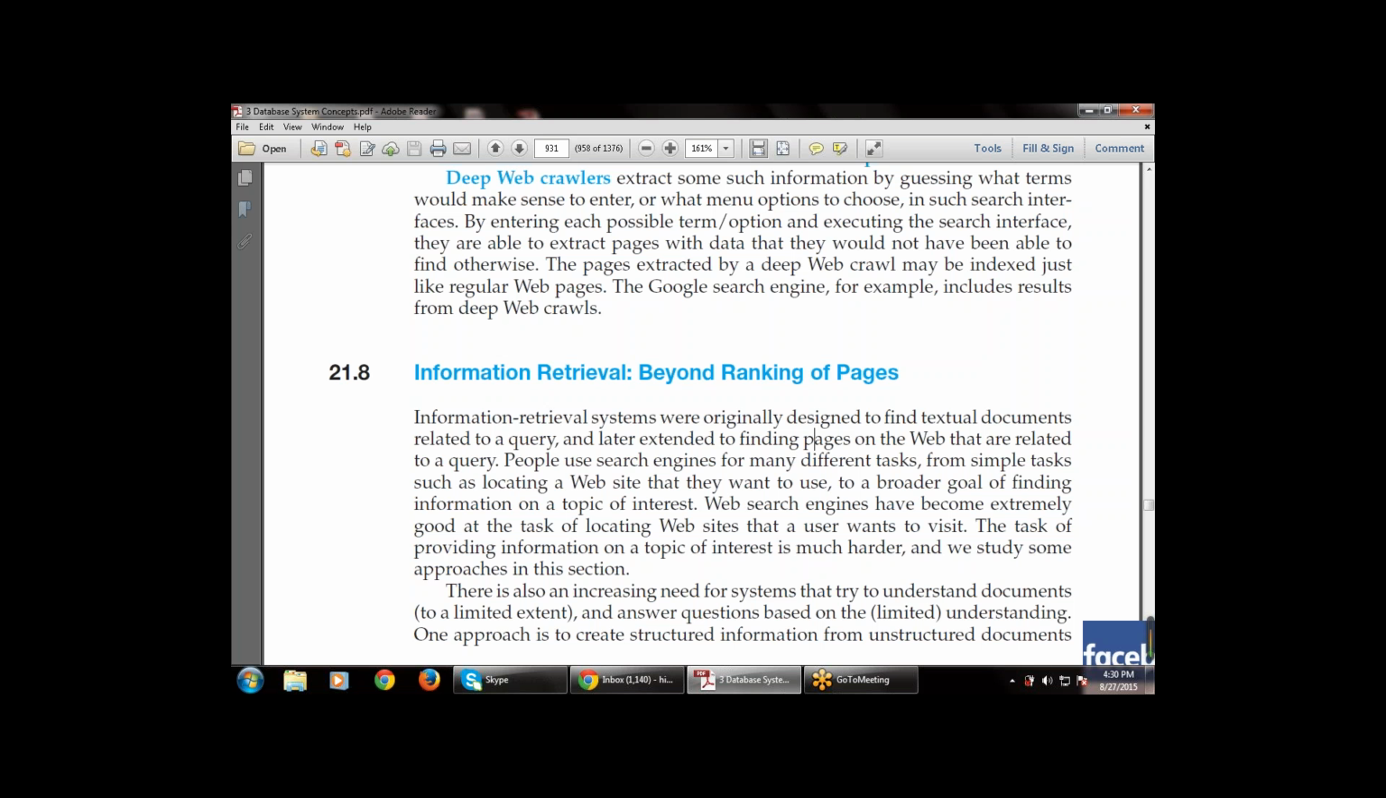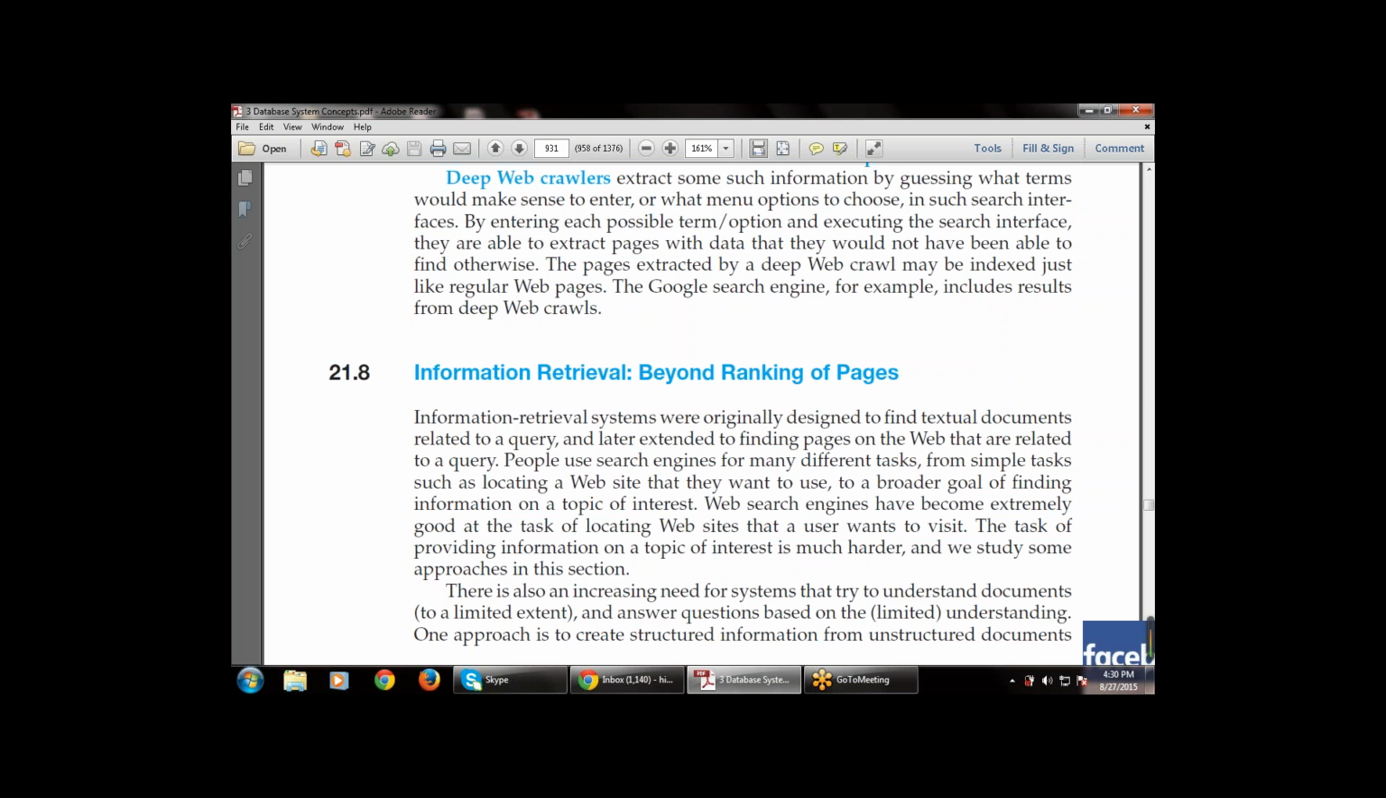Information retrieval systems were originally designed to find textual documents relating to a query, whatever data is related to the query, and later extended to finding pages on the web that are related to a query. People use search engines, for example Yahoo and Google, for many different tasks, from simple tasks such as locating a website to the broader goal of finding a term of interest.